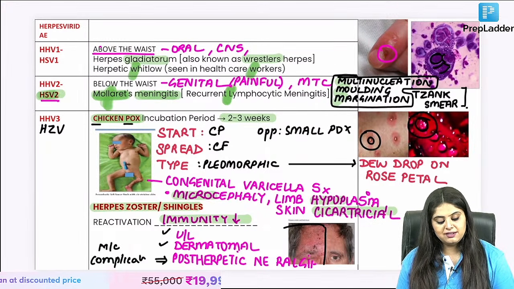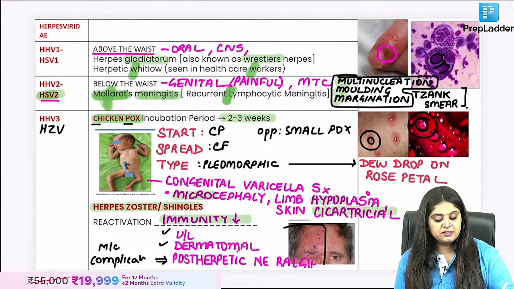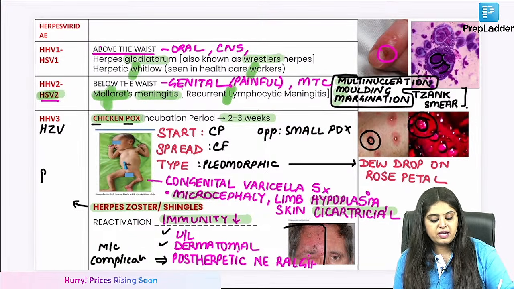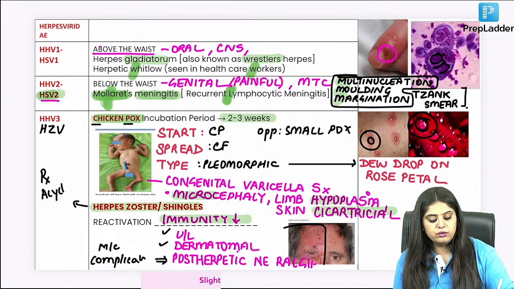For post, I mean, just asking you one pharma question. If you are asked the treatment for herpes zoster, which drug do you give? I don't know. Do I need to write it? Or you guys, of course, you know it. It is going to be acyclovir.